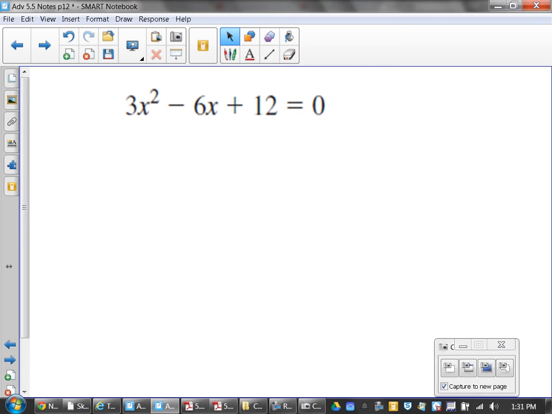Let me show you one quick example of a complete the square problem that has a leading term coefficient not equal to 1.